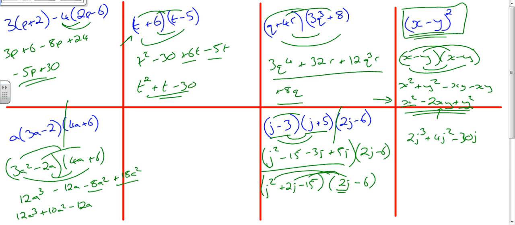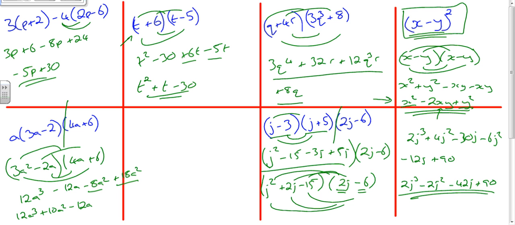Going to times everything by this minus 6, so that's going to be minus 6j squared minus 12j, and that thing's going to be plus 90, and we simplify it. So 2j cubed minus 2j squared minus 42j plus 90, and that's it. And that's all you need to know for the expanding and simplifying brackets.